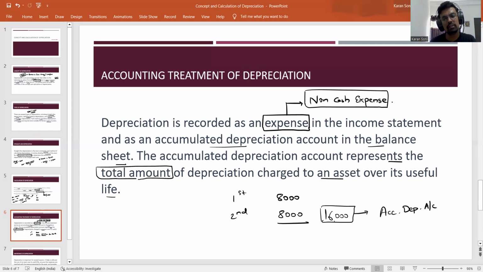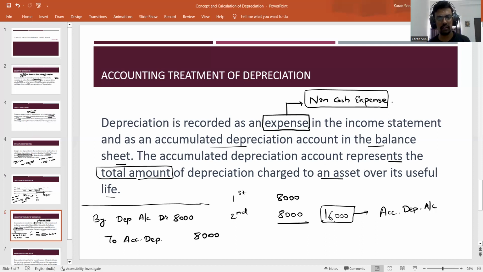I'll tell you the journal entry also, okay, so that you will have a better clarity. So how will we make a journal entry for this? So we will say by depreciation account debit 8,000 to accumulated depreciation 8,000. This is gonna be our journal entry for depreciation.